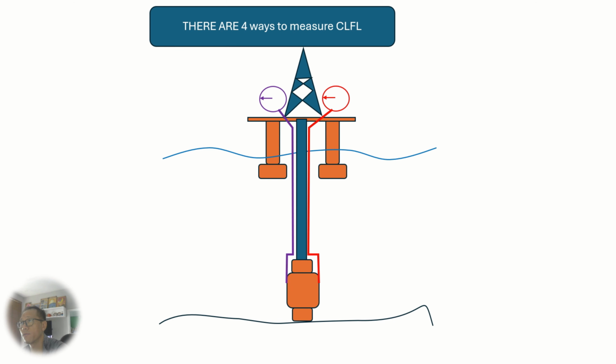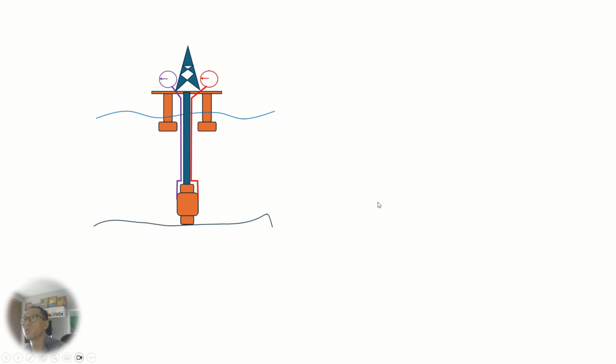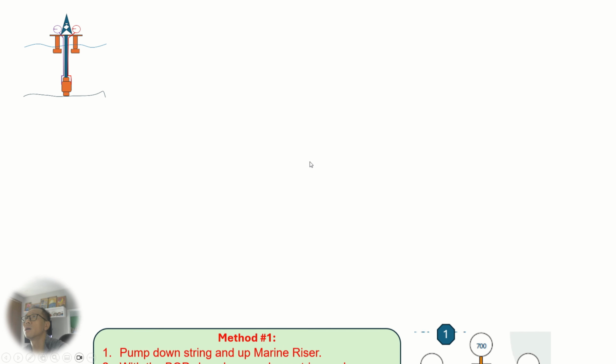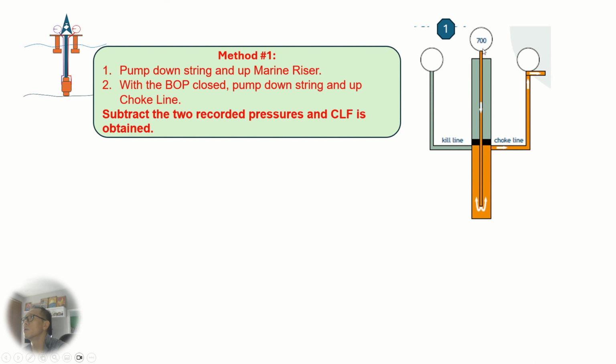Let's get to the first method of measuring the choke line friction loss. Method number 1 is to pump down the drill string, take the return up the riser, and that way you will have the record of SCR up the riser. Note it down. Then you close the BOP, alright? And then with the BOP closed, you pump down the string and take the return up the choke line through the full open choke. You have the drill pipe pressure gauge there. Take the value down, take note of it.